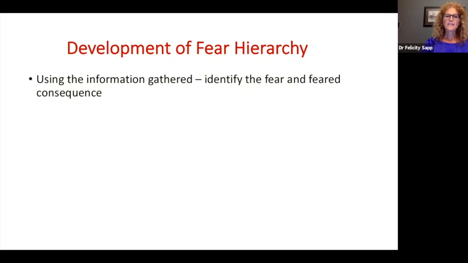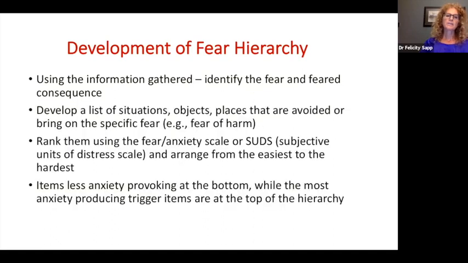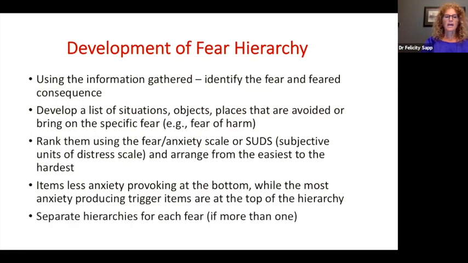Then once we have gathered the information and identified the fear and feared consequence, we're going to develop a list of situations, objects, and places that are avoided or that bring on that fear. We're going to rank them using the fear scale or thermometer, and then arrange them from the easiest to the hardest. Items that are less anxiety provoking will be at the bottom, and the most provoking are at the top. And if there's more than one fear, which there often is, more than one flavor of OCD, we will have more than one hierarchy.